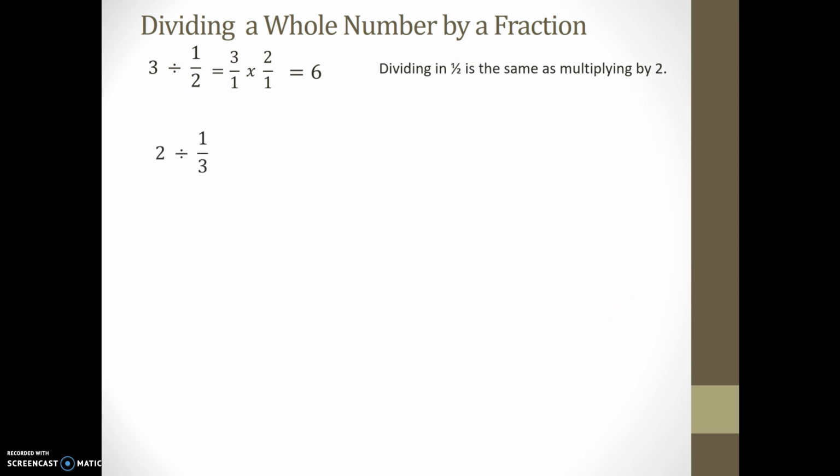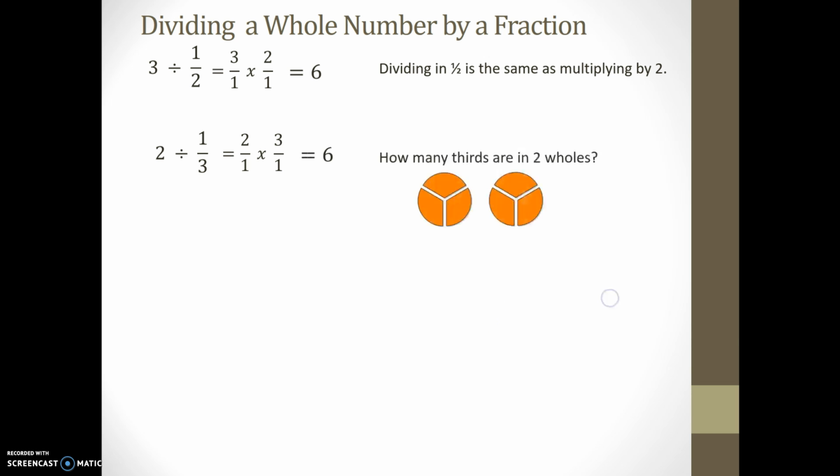Let's do the second one. 2 divided by 1/3. Again, I'm asking the question, how many thirds can come out of 2 wholes? So we'll copy it down as our first step. And we're going to go ahead and just change that to a fraction, 2/1. We'll replace the division sign with a multiplication sign. That's our dot. And then we'll flip the second fraction, and it becomes 3/1. So now our problem is 2 times 3, and the answer again is 6. Okay, so there's our question conceptually there for you. How many thirds are in 2 wholes?